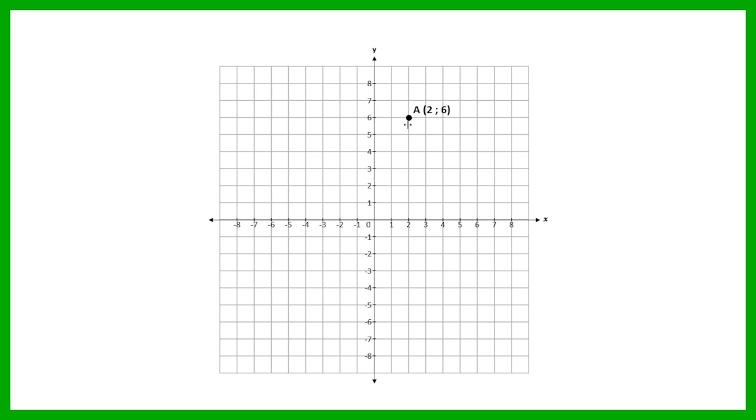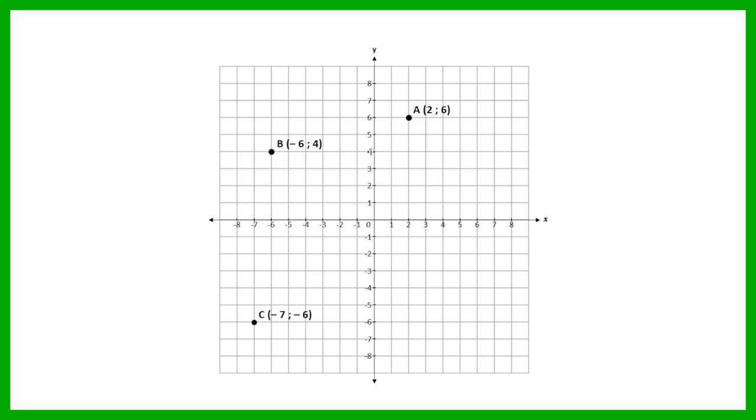Let's have a look at point B in this example. We've got over here point B, which is negative 6, 4. So negative 6 is our x value, so that's negative 6 on the x-axis. You can see over here, it is in line with the negative 6 on the x-axis. And then the 4 is the y value, so that is in line with the 4 on the y-axis.